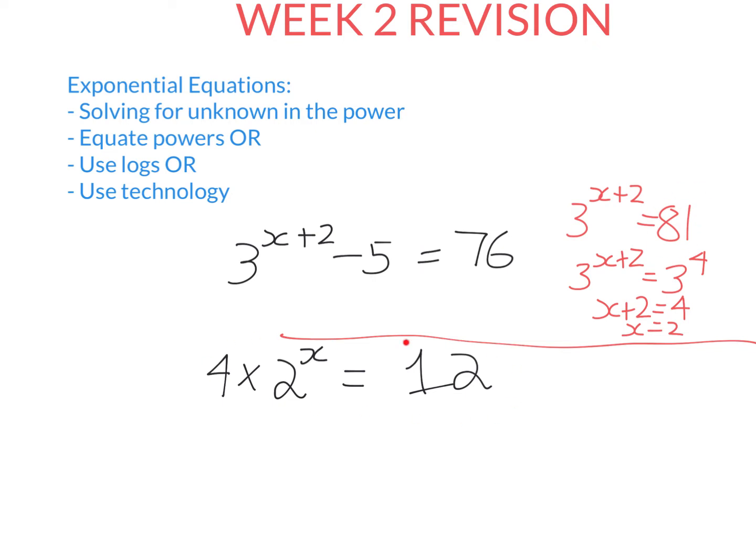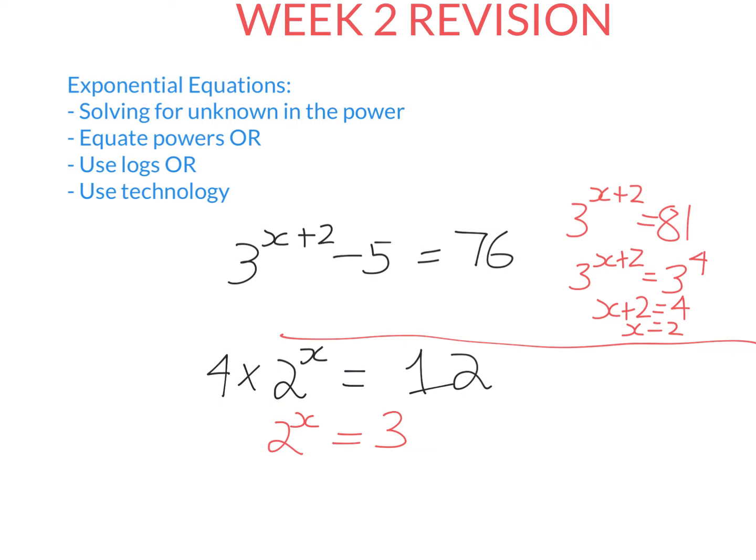For example, if I look at this equation here, the first thing I'm going to do is divide each side by 4. But then I get 2 to the power of x equals 3. This isn't so straightforward. Unlike in this one, where 81 was a power of 3, it was nice and simple. 3 is not a power of 2. We're going to get an irrational solution here, so we have to use logs or technology.